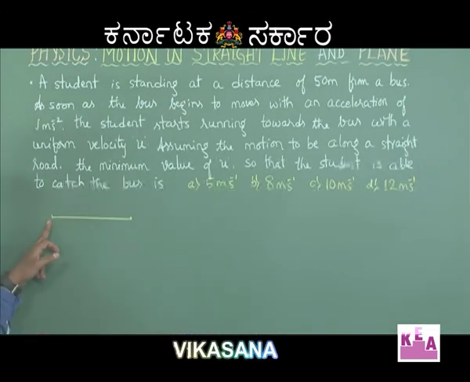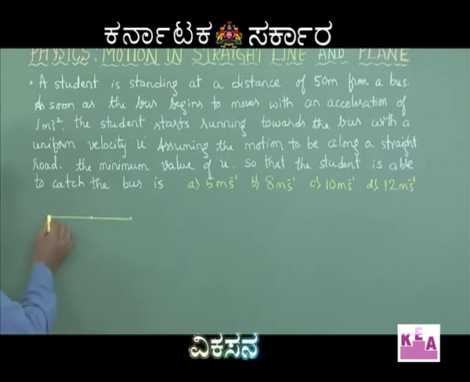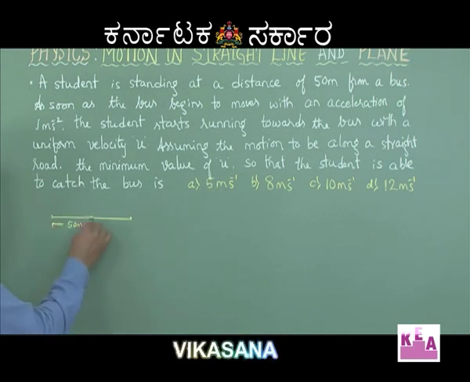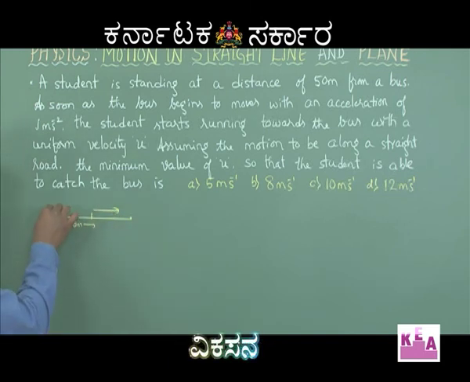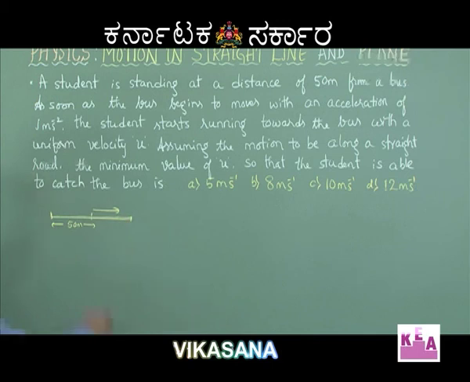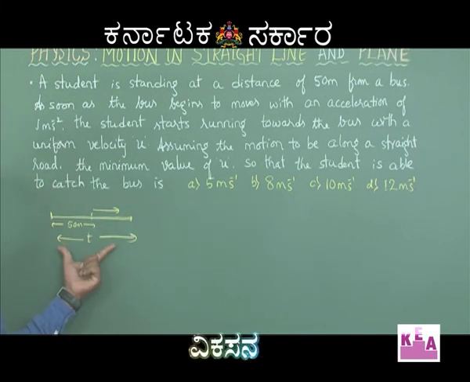Here is where the boy stands and the bus is here. The distance between boy and bus is 50 meter, and the bus starts accelerating and moves in this direction. Let me say that the boy starts running from this point and finally catches the bus here. So let this entire drama happen within time t. During this time interval t, according to the given problem, the boy runs with uniform velocity u.